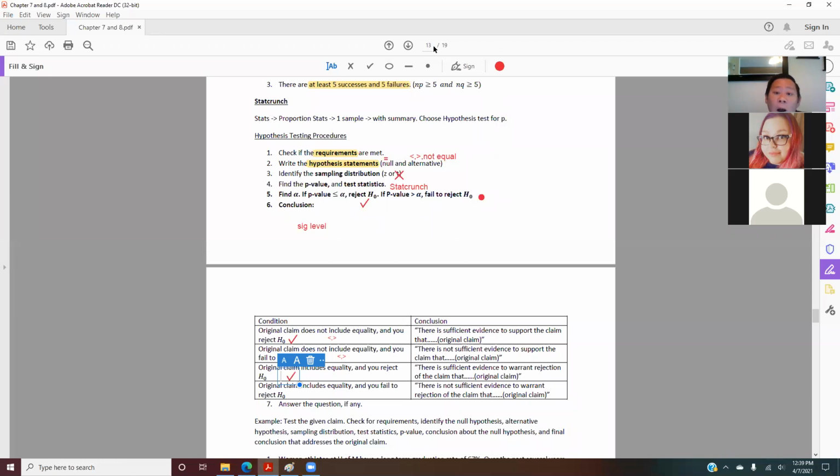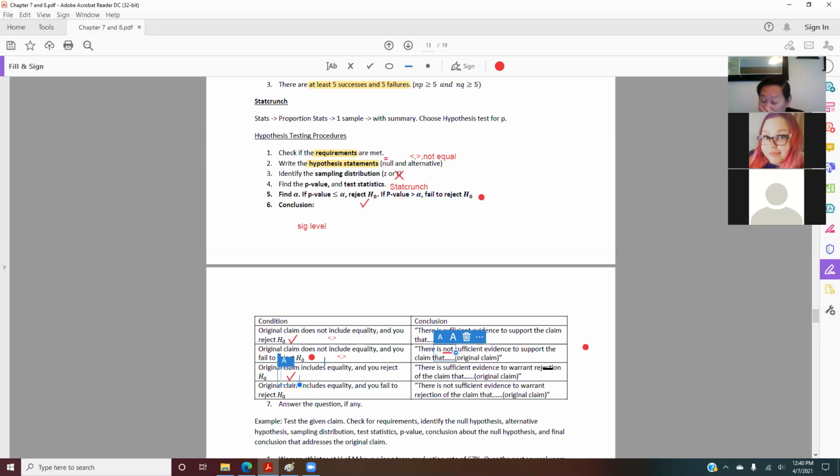However, if you fail to reject your null hypothesis, but your claim does not include equality, then you will have to make this conclusion, which is very similar to the first one, but you use the word not.